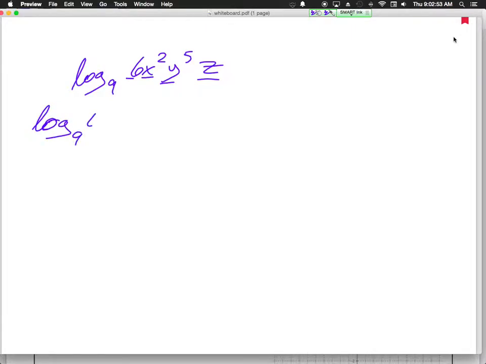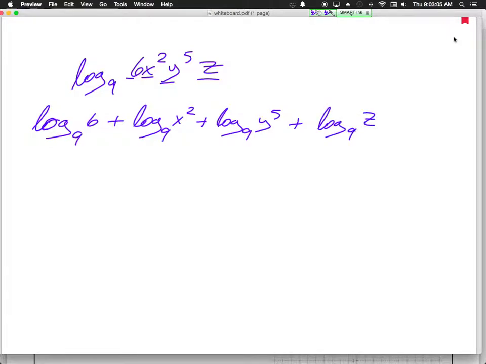So log base 9 of 6 plus log base 9 of x squared plus log base 9 of y to the 5th plus log base 9 of z. So the first thing you do is get all your logs. Then what do you think the second thing is? Move your exponents. Very good.